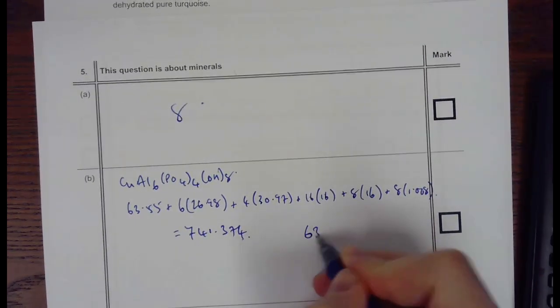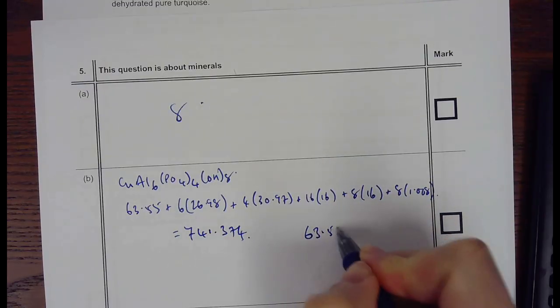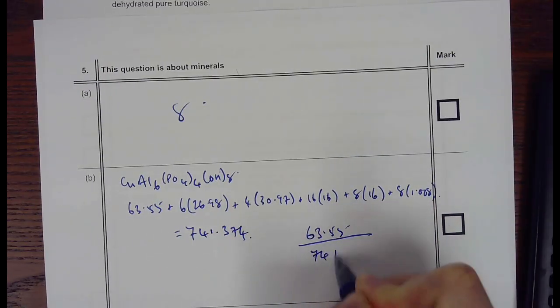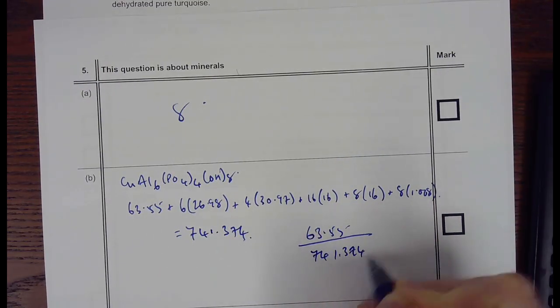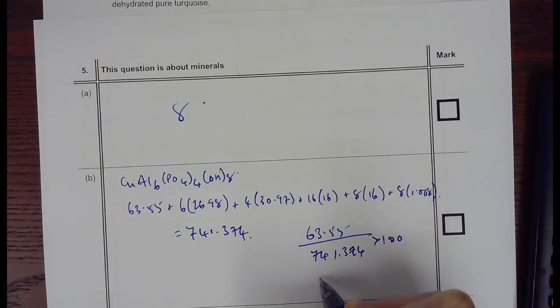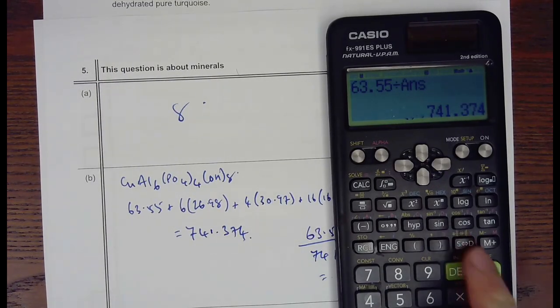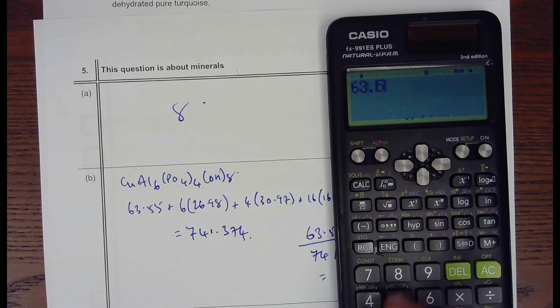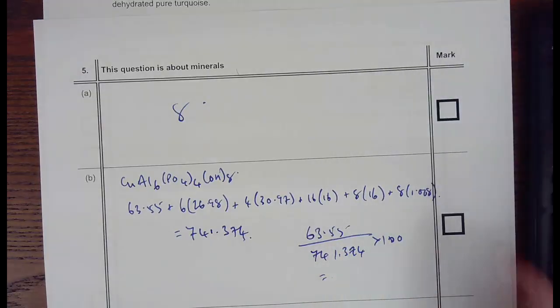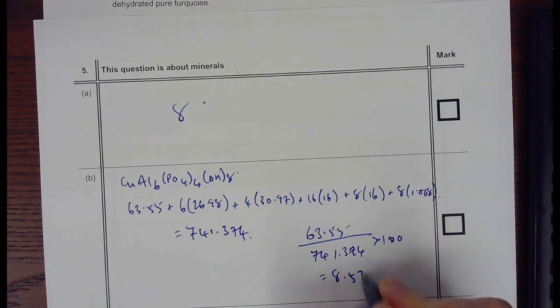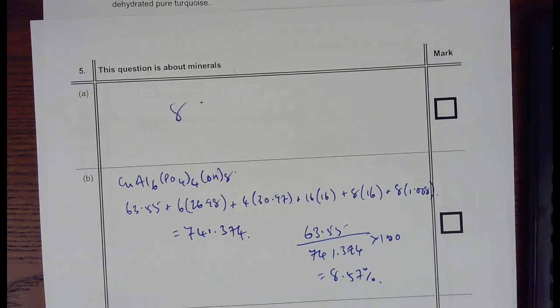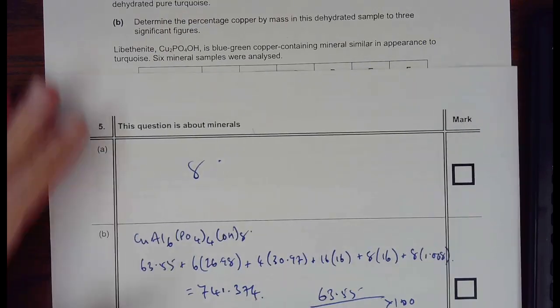And then I'm asked to determine the percentage of copper. So I do 63.55 divided by 741.374 times by 100. Okay, so if I just do 63.55 divided by that, times by 100 gives me 8.57%.